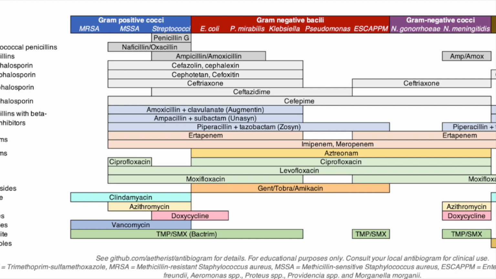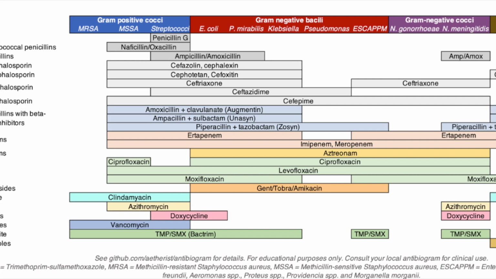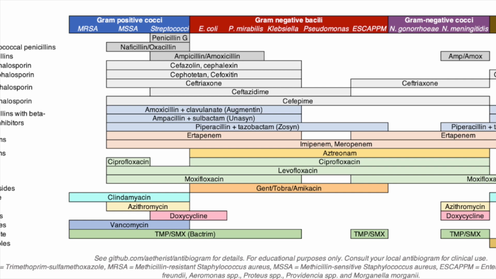For VZV, valacyclovir, a prodrug, for herpes zoster, and use famciclovir. Side effects of acyclovir include obstructive crystalline nephropathy, acute kidney injury if not adequately hydrated. And the mechanism of resistance is mutated viral thymidine kinase.